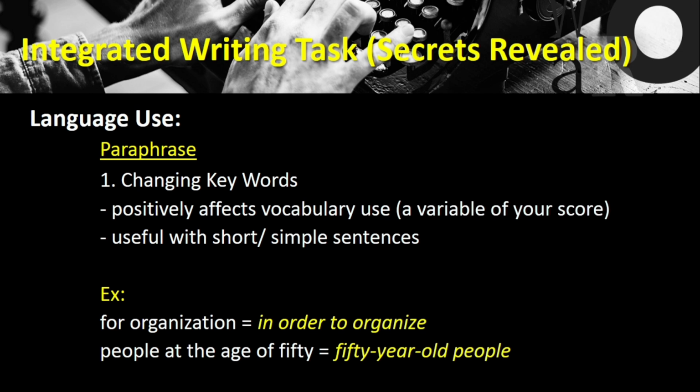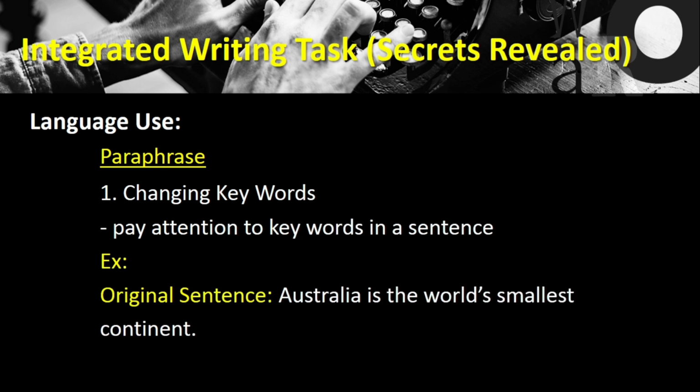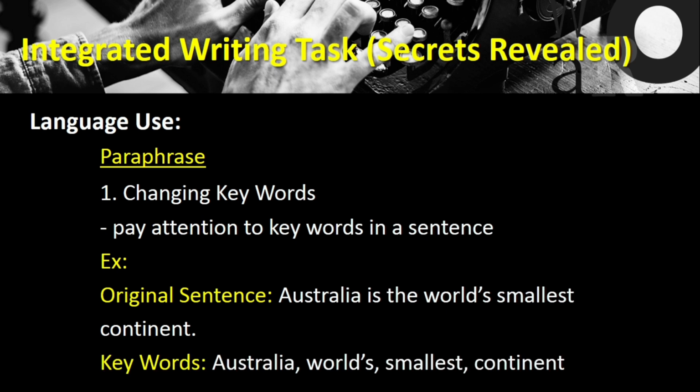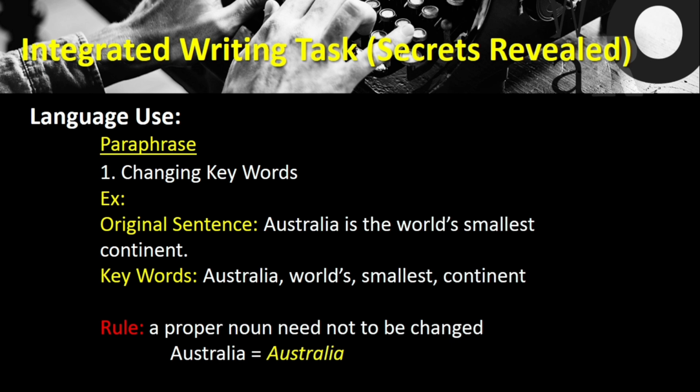Now for more effective paraphrasing using this technique, pay special attention to the key words in the original sentence and then replace them. Let us have this sample sentence again. The original sentence says, Australia is the world's smallest continent. The key words are, Australia, world's smallest, and continent. As a rule, if a key word is a proper noun, which in our sentence's case is Australia, you do not have to replace it with a different term or name.